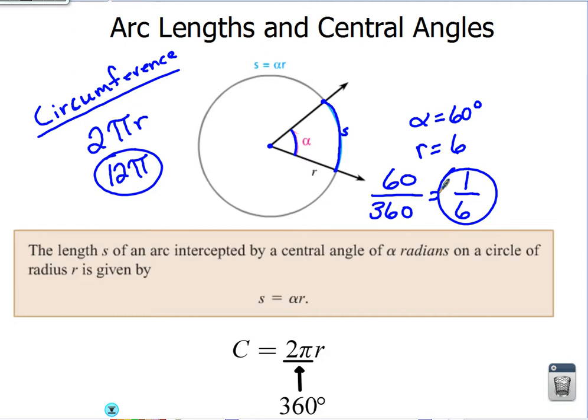Well, if the whole distance around it was 12 pi, and we only want this 1/6, can you see that if you actually split this, does it make sense that it would be about a 1/6? It splits into 6 equal pieces, so therefore we're looking for a 1/6 of the entire circumference. So you take your 12 pi and divide it by 6, you take a 1/6 of it, so the length of this arc would be 2 pi, 6.28.